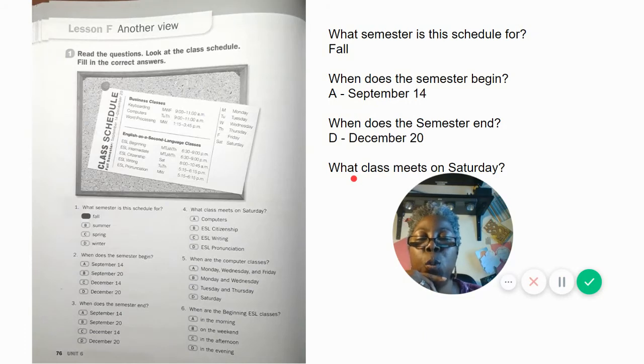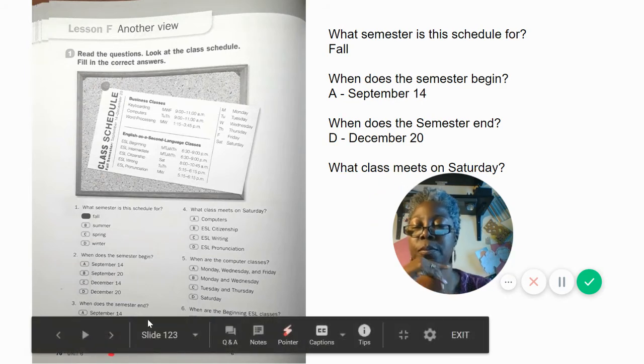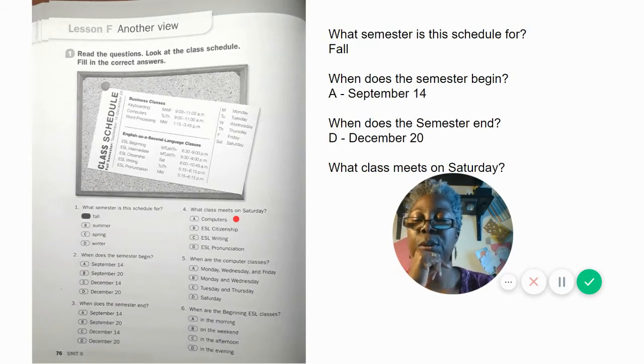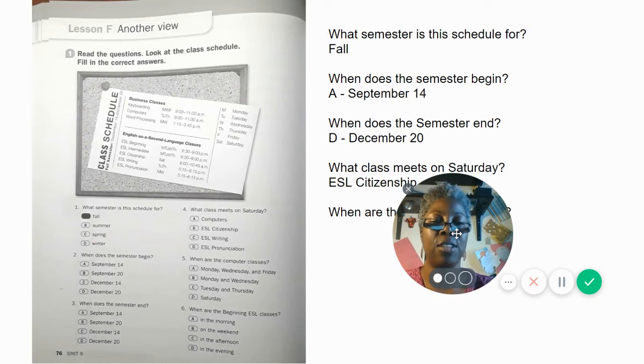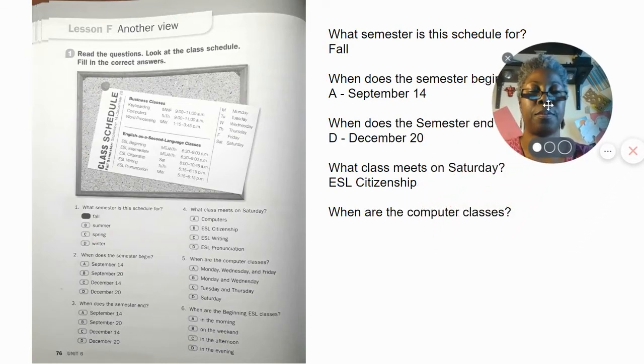Next question, what class meets on Saturday? And what are our choices? Computers, ESL citizenship, ESL writing, and ESL pronunciation. And our correct answer is ESL citizenship. Okay, next.